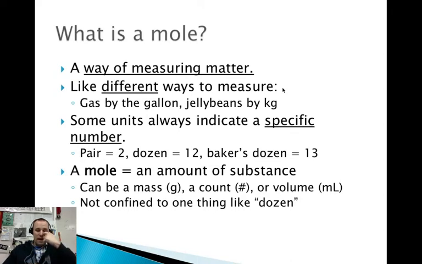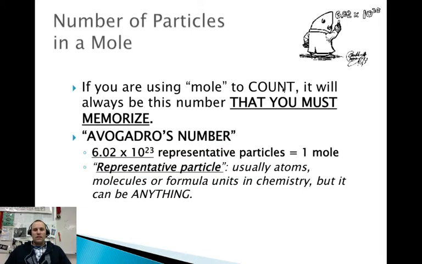I want you to look at your sheet, your mole help sheet, and you can see there's 3 things on there. You can count, you can find the mass, or you can find the volume, and those are the 3 things that a mole can be. And how to know when to use which one will come with time. Okay? So, let's first start to count with the mole.